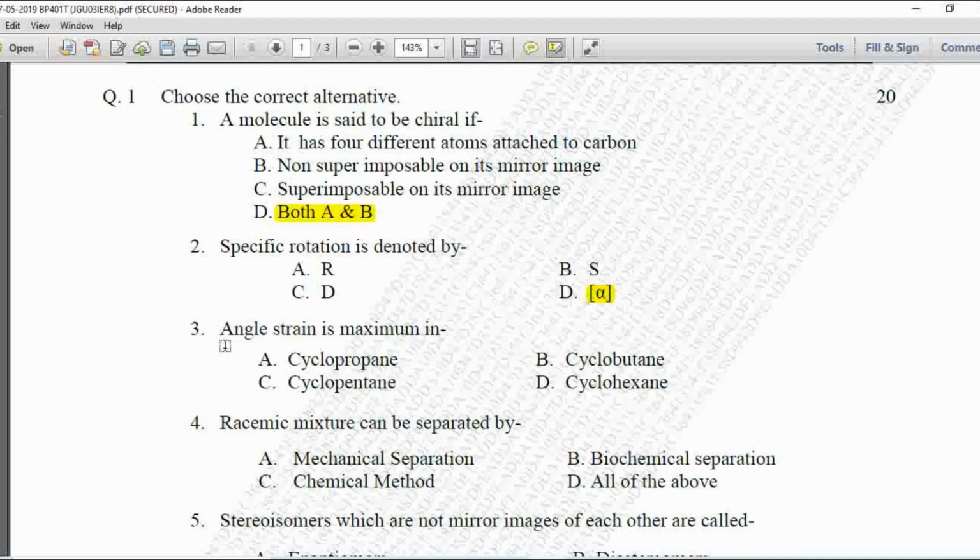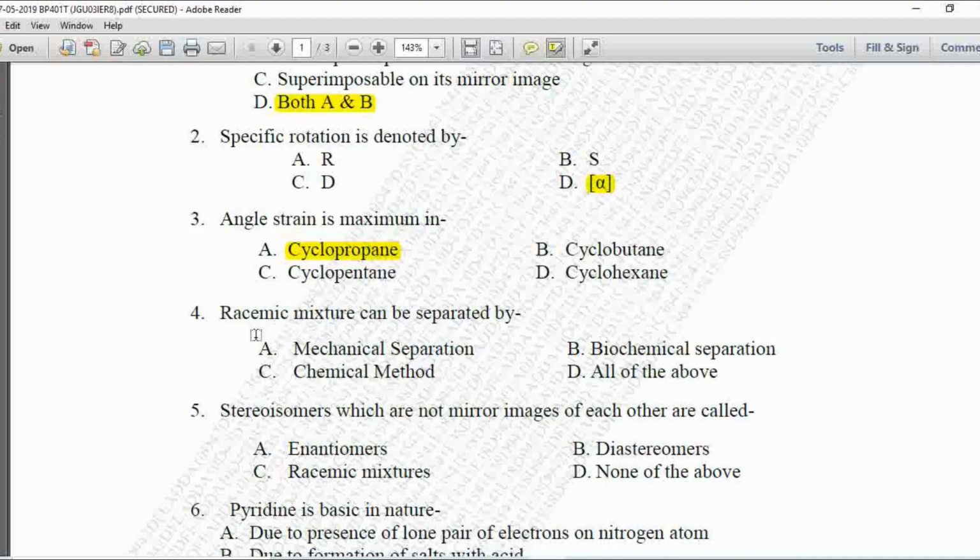Next MCQ 3. Angle strain is maximum in option A is cyclopropane, B is cyclobutane, C is cyclopentane, and D is cyclohexane. And correct option is option number A, that is cyclopropane, which is having an angle strain which is maximum.